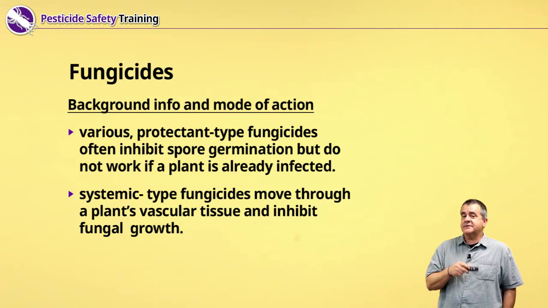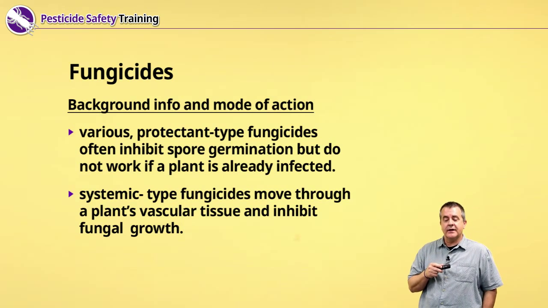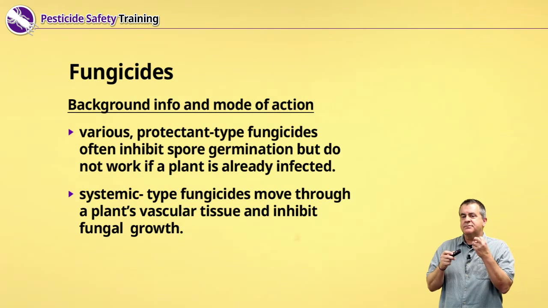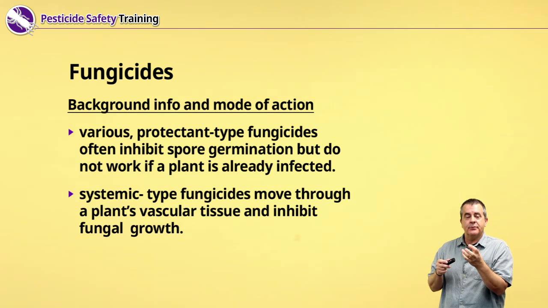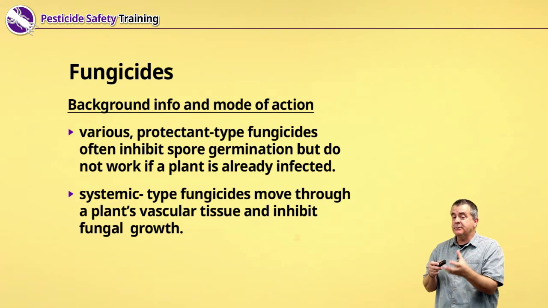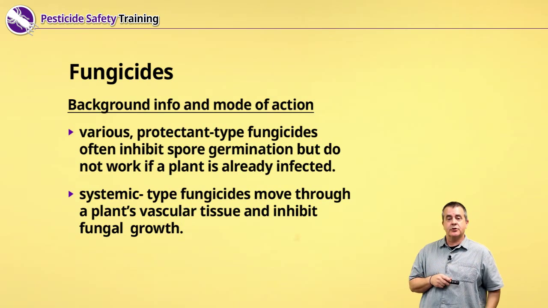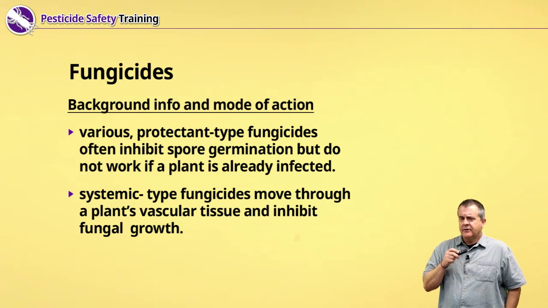So there are various types of fungicides, but we're going to break them down into two groups, protectant type and systemic type. The protectant type fungicides often inhibit things like spore germination. Fungi produce spores, so the protectant fungicide would prevent the germination of the spore, prevent the development of the disease by preventing spore germination. They're usually not too effective after the plant is already infected.